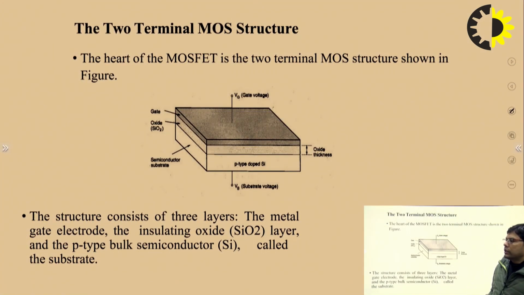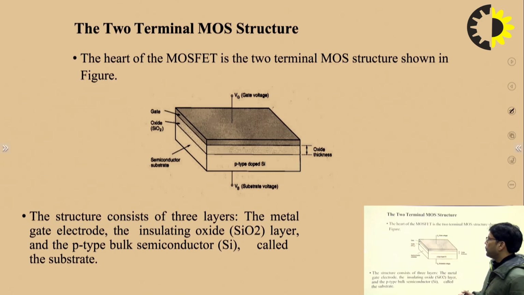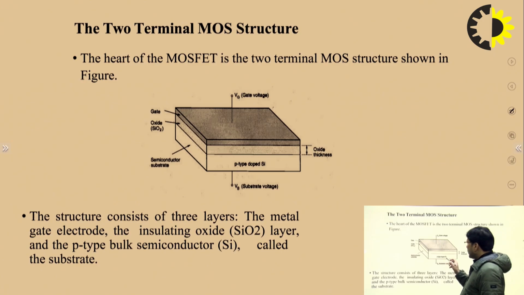So MOS is similarly a kind of n-type MOSFET or p-type MOSFET. Here we are talking about the n-type. This is a kind of MOS structure. In the MOS structure we have a p-type substrate here, so that's why we are taking it as an n-type MOSFET.